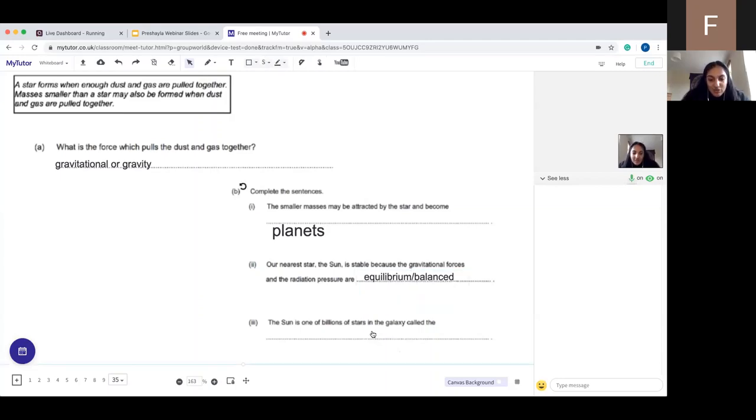Now the sun is one of billions of stars in the galaxy called the what? What is our galaxy called? This one should be quite easy for you guys. It's the Milky Way. So our sun is in our solar system, but our solar system is in our galaxy, which is the Milky Way. Then there's loads and loads of galaxies in the universe.